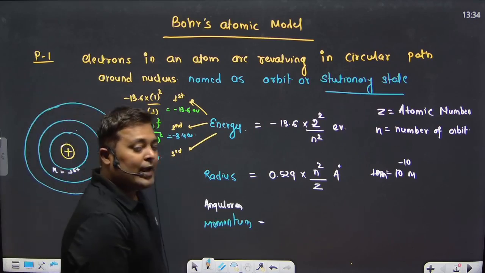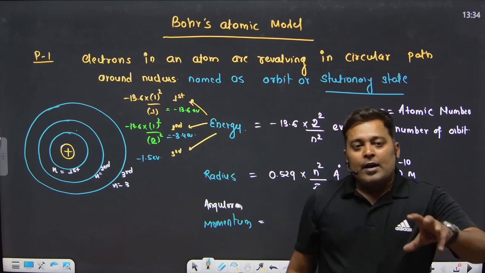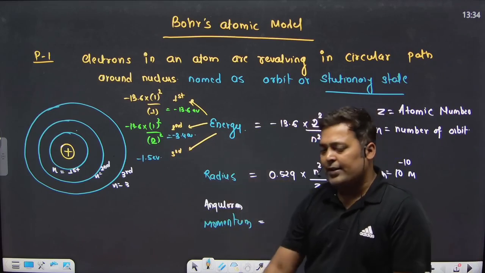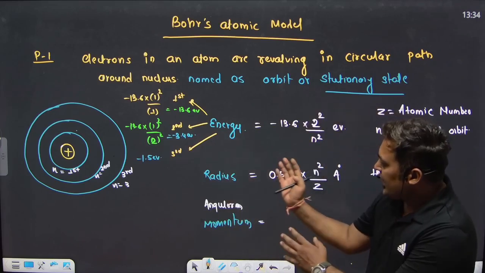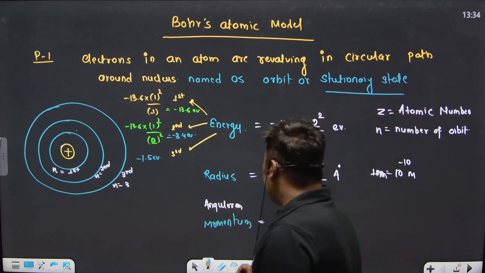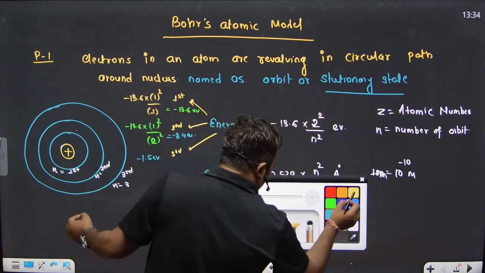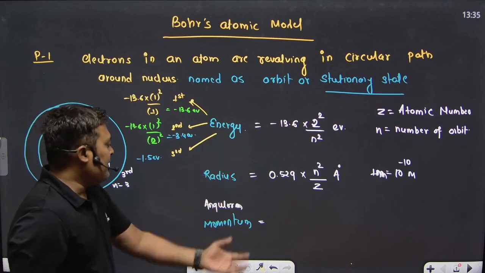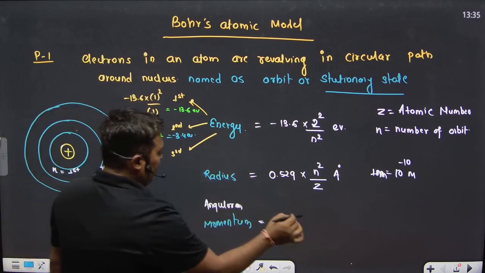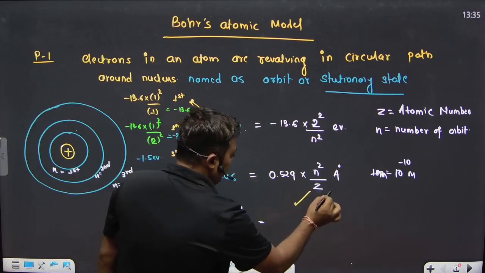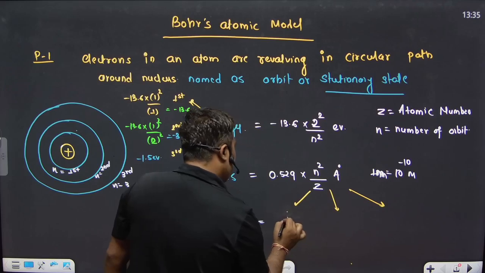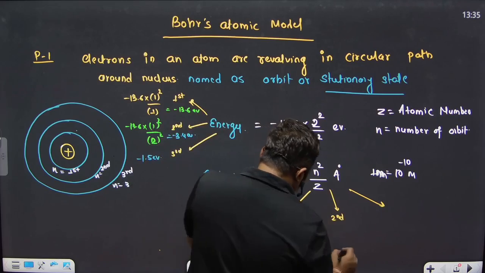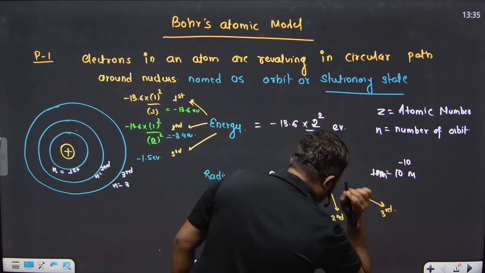They will ask you to calculate the energy of different energy levels, or sometimes the ratio of the energy of different energy levels. This kind of numerical question you are going to get from here. Likewise, if you want to calculate the radius of any orbit, you can use the formula 0.529 into n square by Z. Simply put values into this. Suppose I ask you to calculate the radius of the first, second and third orbit of the hydrogen atom.